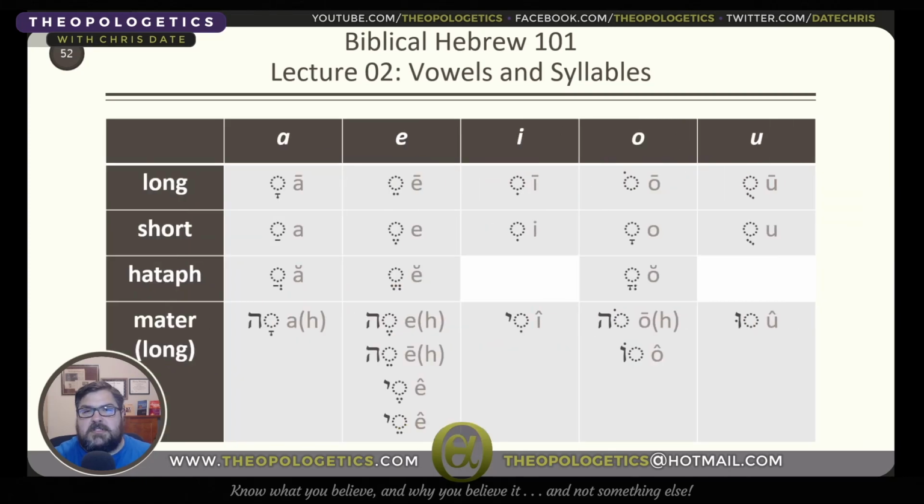All right, so here, as a helpful way of categorizing and remembering the different vowels, is a chart that shows each of the five classes as columns, and then each row represents long, simple vowels, short, simple vowels, the composite shewas or chataf vowels, and finally the various maters or vowel letters in those classes. You can print this out or capture it somewhere and go through it to help you remember. You can use this as a reference.